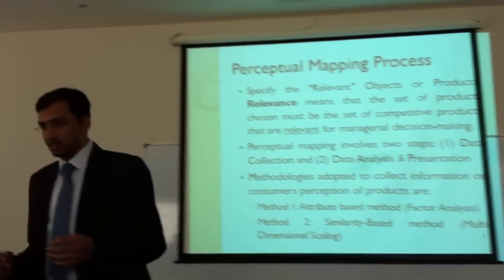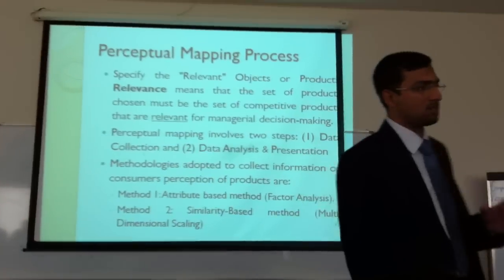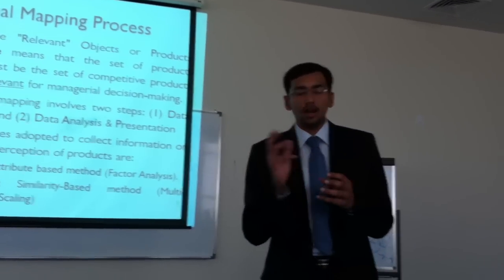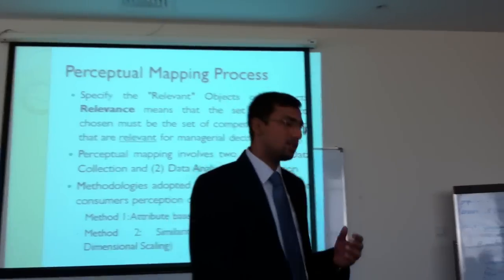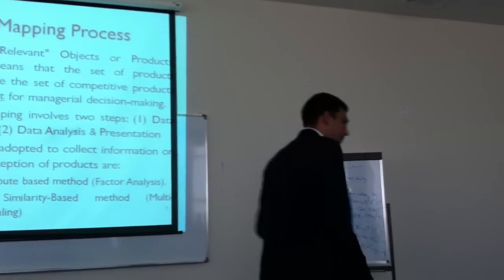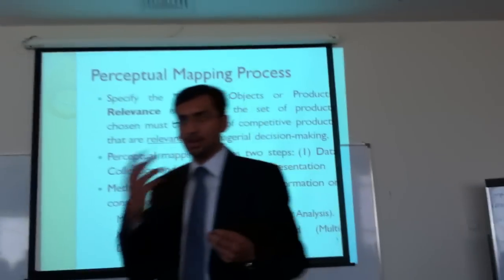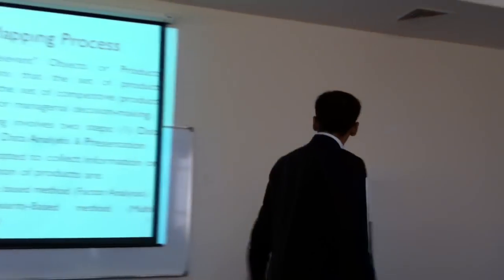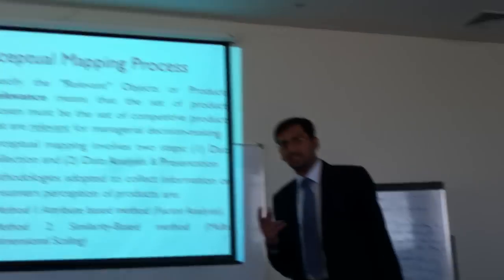Now, the perceptual mapping process. It basically starts with the identification of the relevant products. Relevant products means the products which are in competition with each other, and that may enable the management to take a promising marketing decision to ensure that your products are sold well. After the relevant products are identified, perceptual mapping involves two steps: data collection, and then data analysis and presentation of the processed information for the marketers to take a decision.